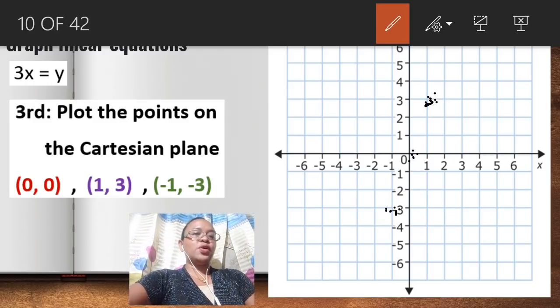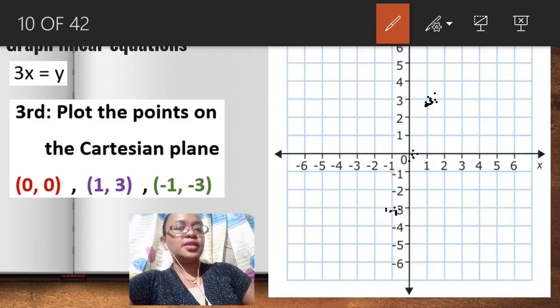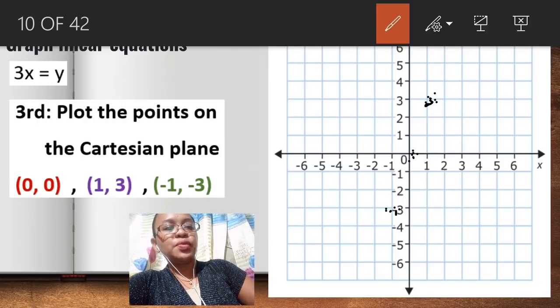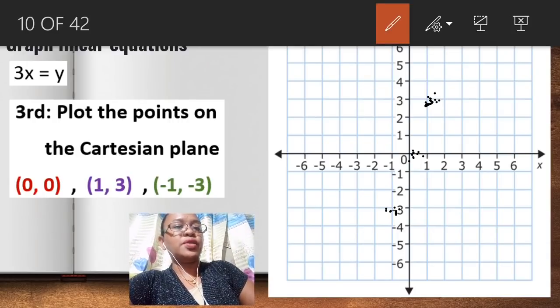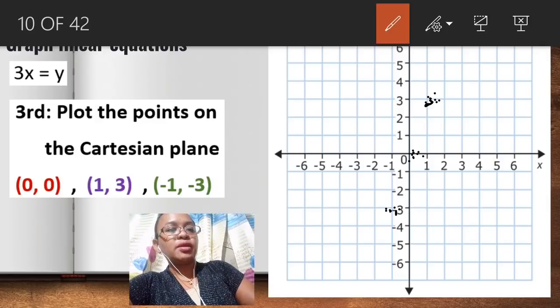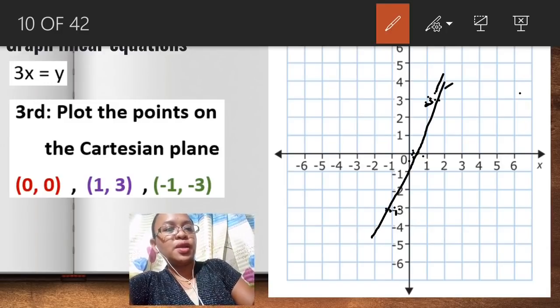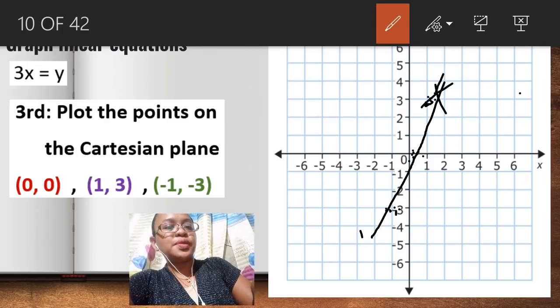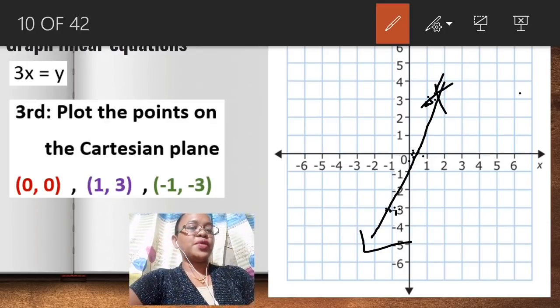Somewhere there. So, you see that we have the 3 points. This is the origin. And this one is +1, 3. This one is -1, -3. And so when we connect the 3 points, that becomes our graph, our line.